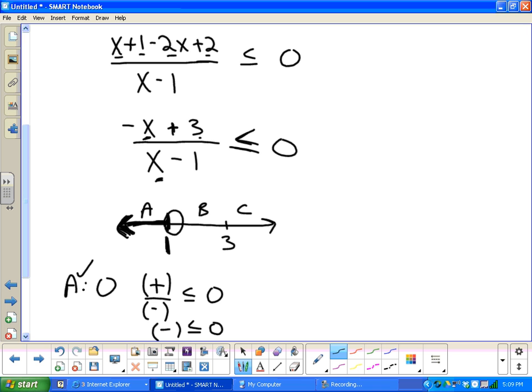Now, let's look at interval B. Okay, so let's pick a number in between 1 and 3. So a nice number there would be 2. All right, let's plug in 2. All right, that's going to be -2 plus 3 would be a positive number.